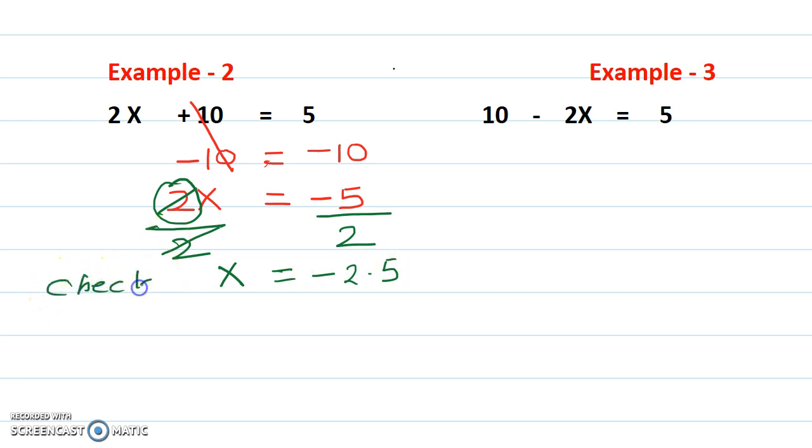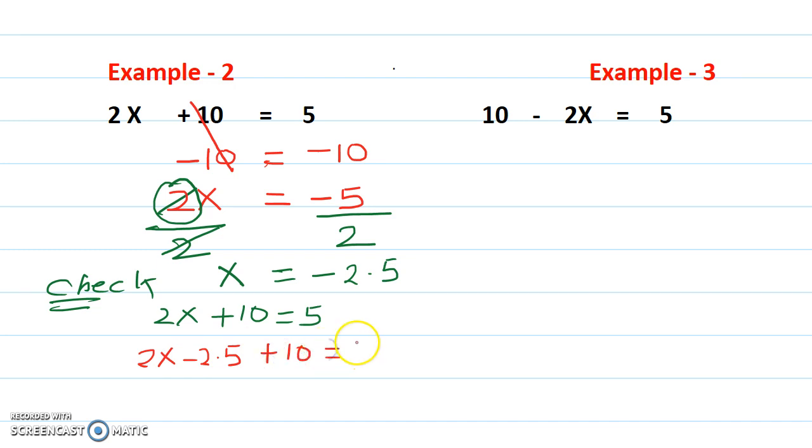Similarly, we can do the checking part. Let's check. Our question was 2x plus 10 equal to 5. Let's put x is -2.5, so that is 2 times -2.5 plus 10 equal to 5. Let's see. 2 times -2.5 is -5, and -5 plus 10 is 5. 5 is equal to 5, so our answer is right.